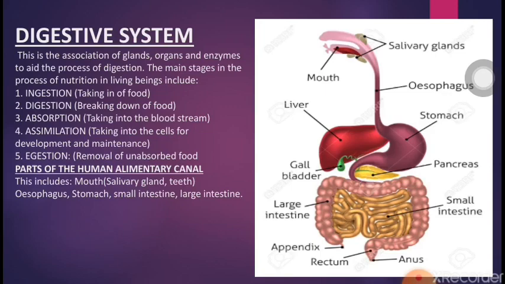Another topic here we have is the digestive system. This is the association of glands, organs, and enzymes to aid the process of digestion. The main stages in the process of nutrition in living beings include ingestion, digestion, absorption, assimilation, and egestion.